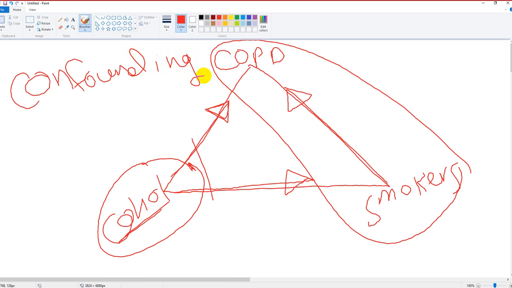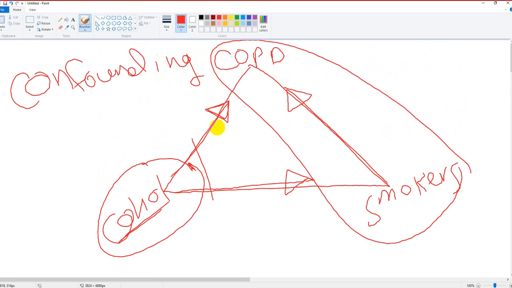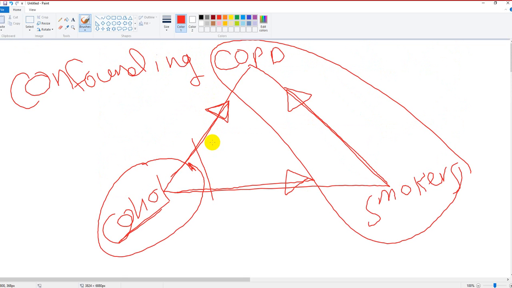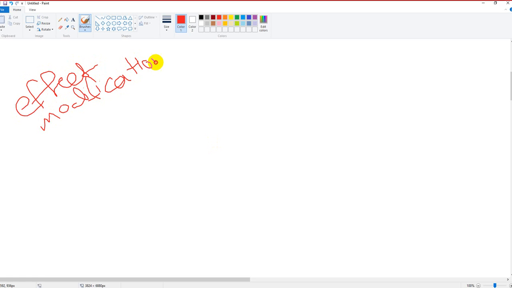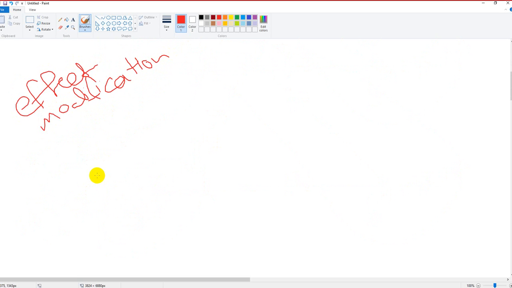We have to differentiate confounding from another concept, which is called effect modification. Confounding is a very easy concept, just a third factor affecting the causality. Effect modification is a very important concept, and it is not a bias. We can't change it.